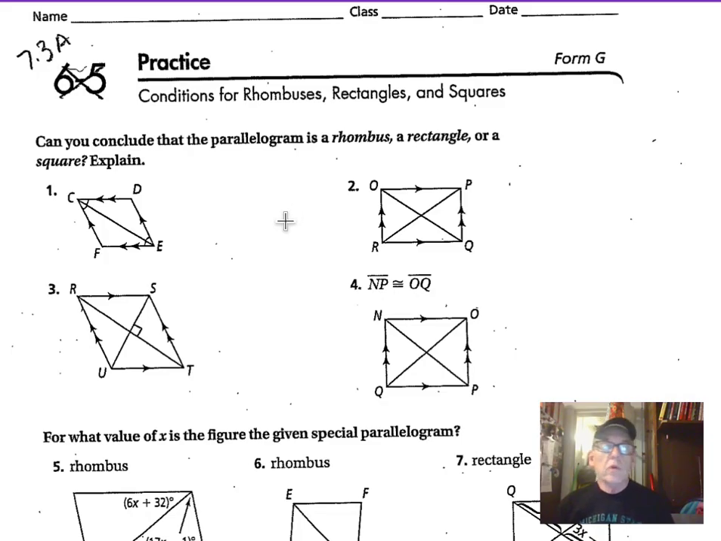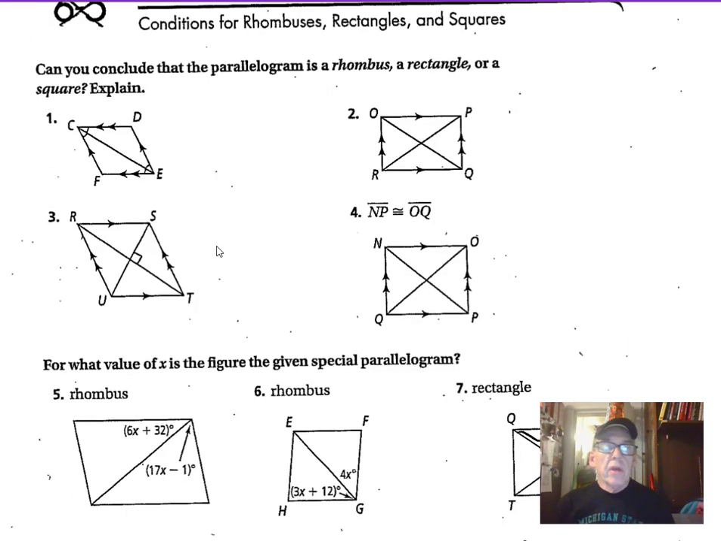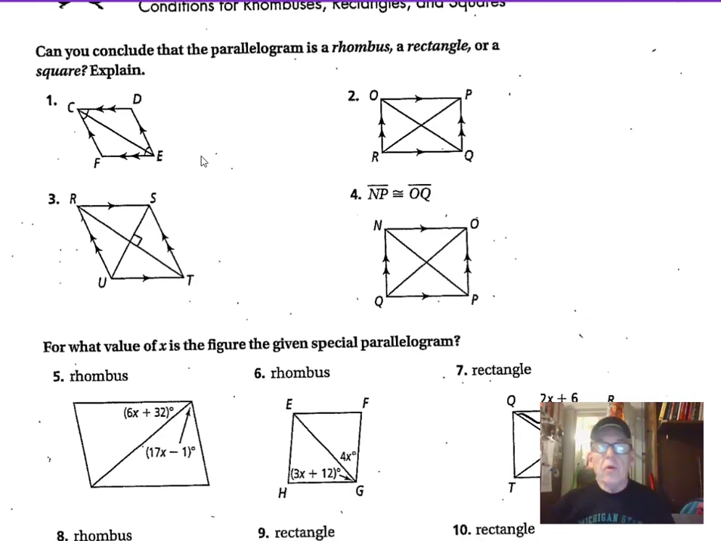Okay, in this video we are on 7.3a, 6.5, practice conditions for rhombuses, rectangles, and squares. So let's see what we got here. Can you conclude from that the parallelogram is a rhombus, a rectangle, or a square based on what they give us? Remember, in rhombuses, all sides are congruent.